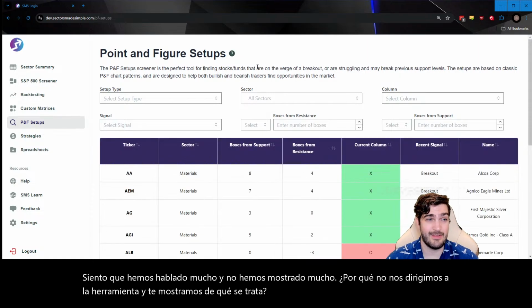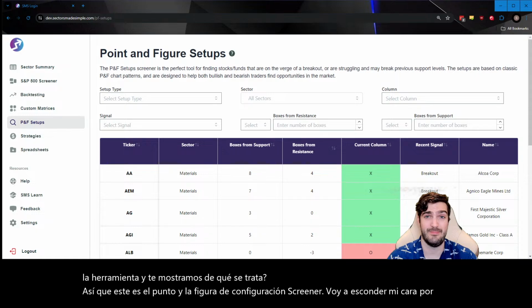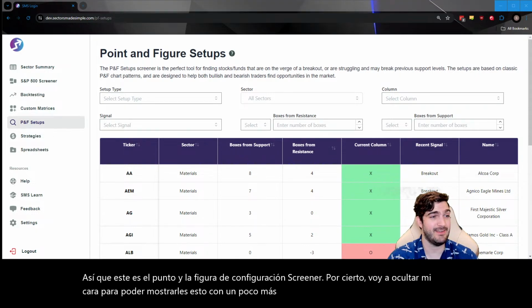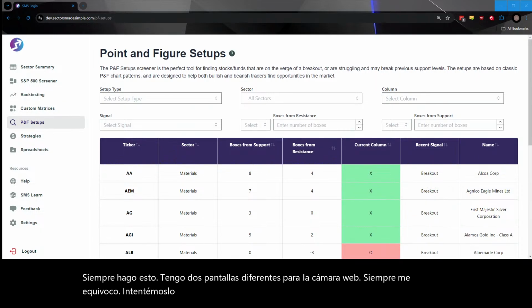So this is the point and figure setup screener. I'm going to hide my face, by the way, so I can show you this in a bit more detail. Goodbye. You know, I always do this. I have two different screens for the webcam. I always hit the wrong one. Let's try this again. Goodbye.